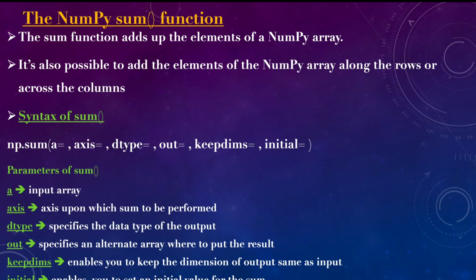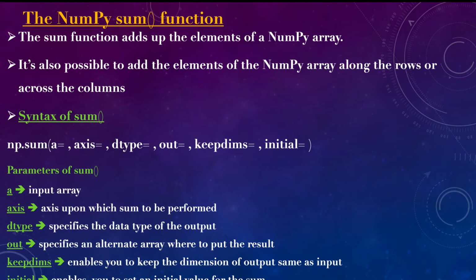The sum function adds up the elements of a NumPy array. It's also possible to add the elements of the NumPy array along the rows or across the columns. So let's see the syntax of the sum function. First of all, you have to import the NumPy package as np. Then you can use NumPy anywhere in the code by using the alternative name np.